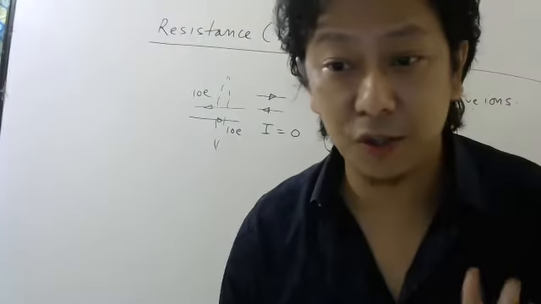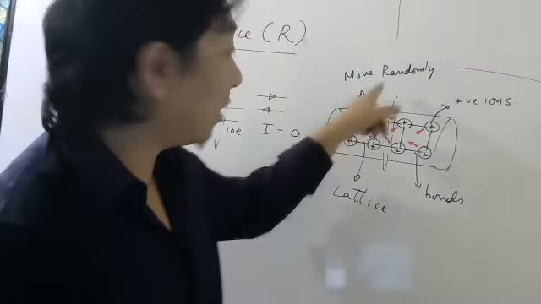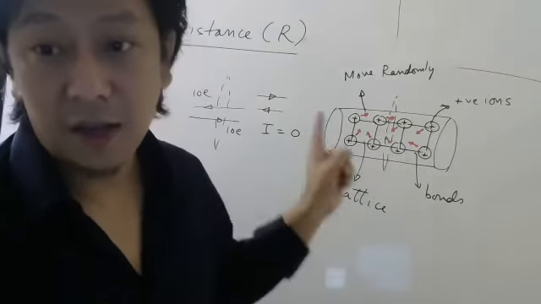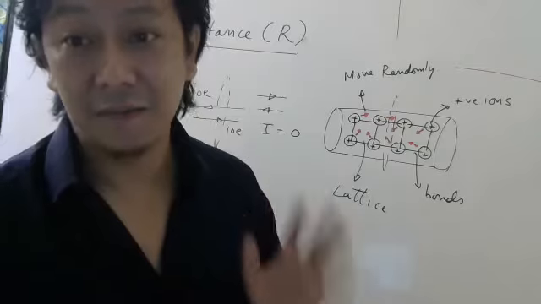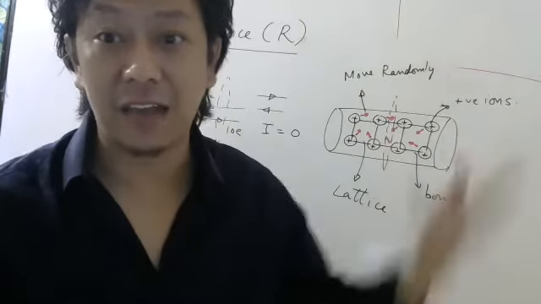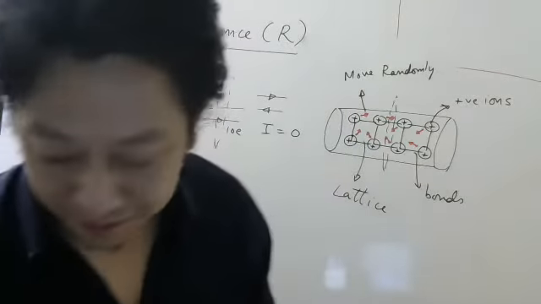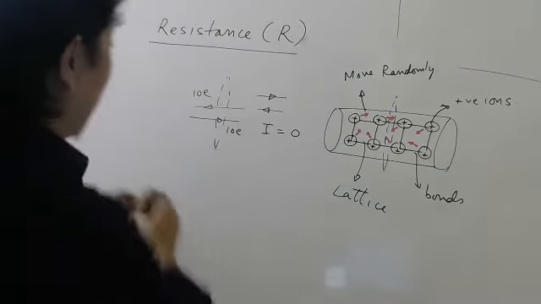Everybody understood or not? So the reason why you don't get current is because the electrons in the wire are moving randomly. They don't have any direction in their life. Simply they are colliding and moving like that.